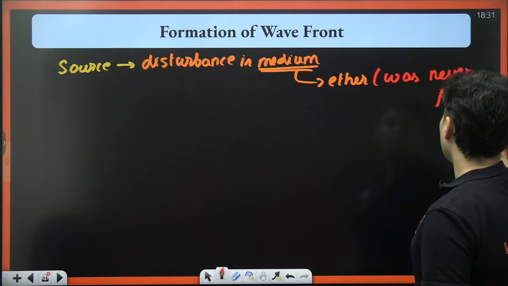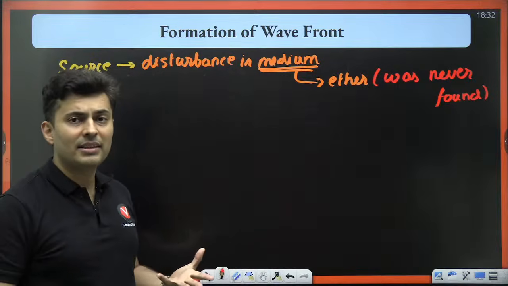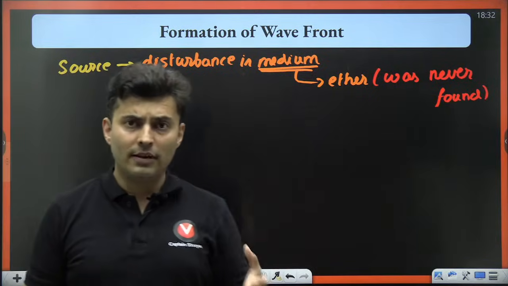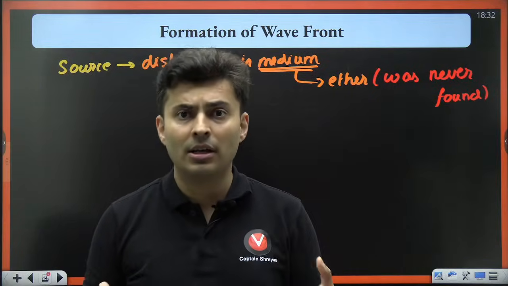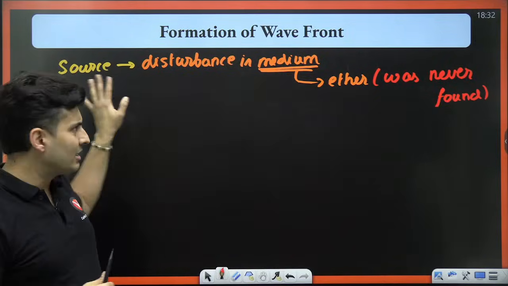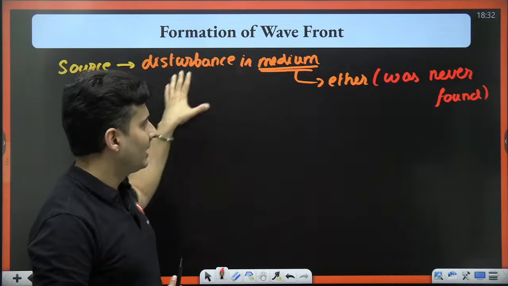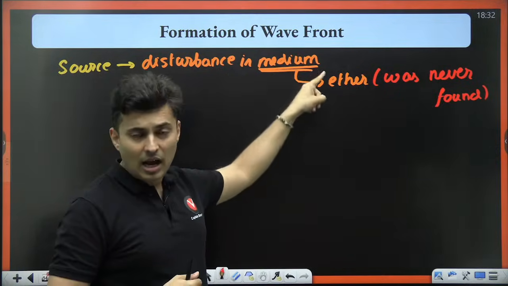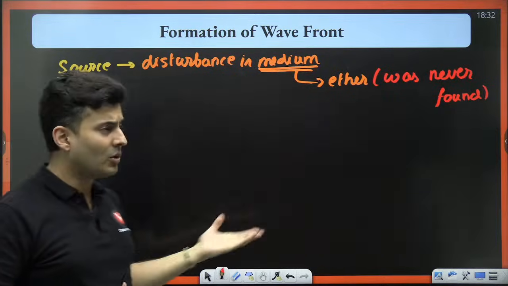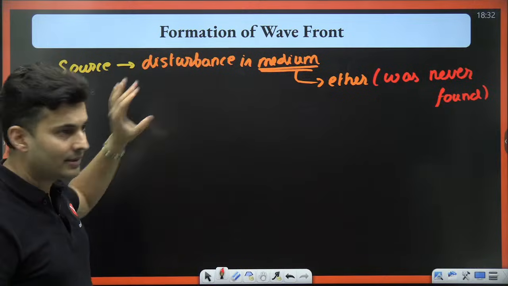That's why his theory was discarded. Although his theory was able to explain certain phenomena like reflection, refraction, diffraction, even interference. So his theory was able to explain many things. That's why it is still read out of interest. But as such, his hypothesis that light travels in a medium called ether was never found. So because of that, it is an invalid theory.